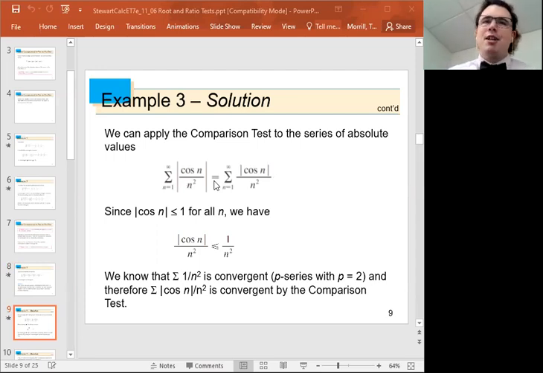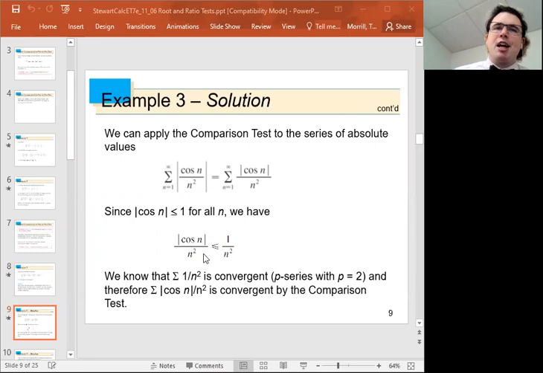Now, we can use the comparison test on this. Cosine of n in absolute value is always less than or equal to 1. So I can very easily compare this to a p-series. Again, this 1 on n squared. I know that the sum of all the 1 on n squared fractions converges.